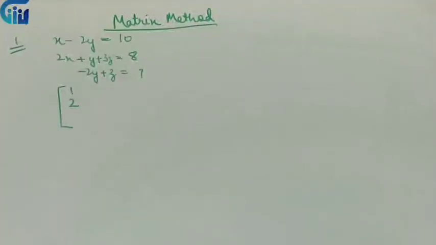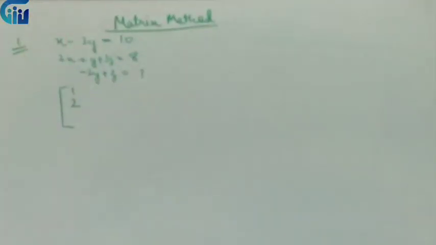In this video today we will learn how the matrix method can be applied to solve equations in 3 variables. So now I have the equation x minus 2y, like this. What do you observe in the first equation? We don't have a term of z. In the second equation we have all the 3 variables. In the third we don't have x.